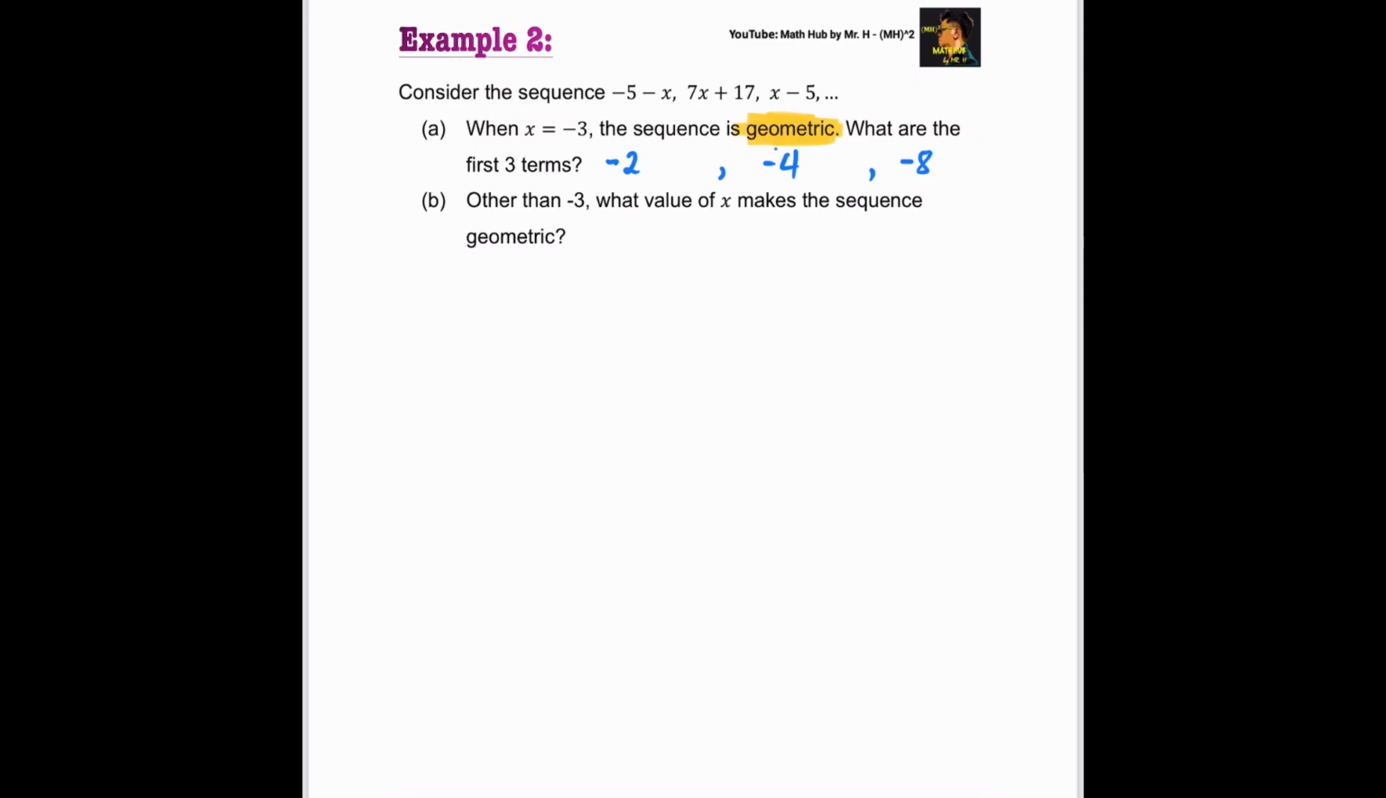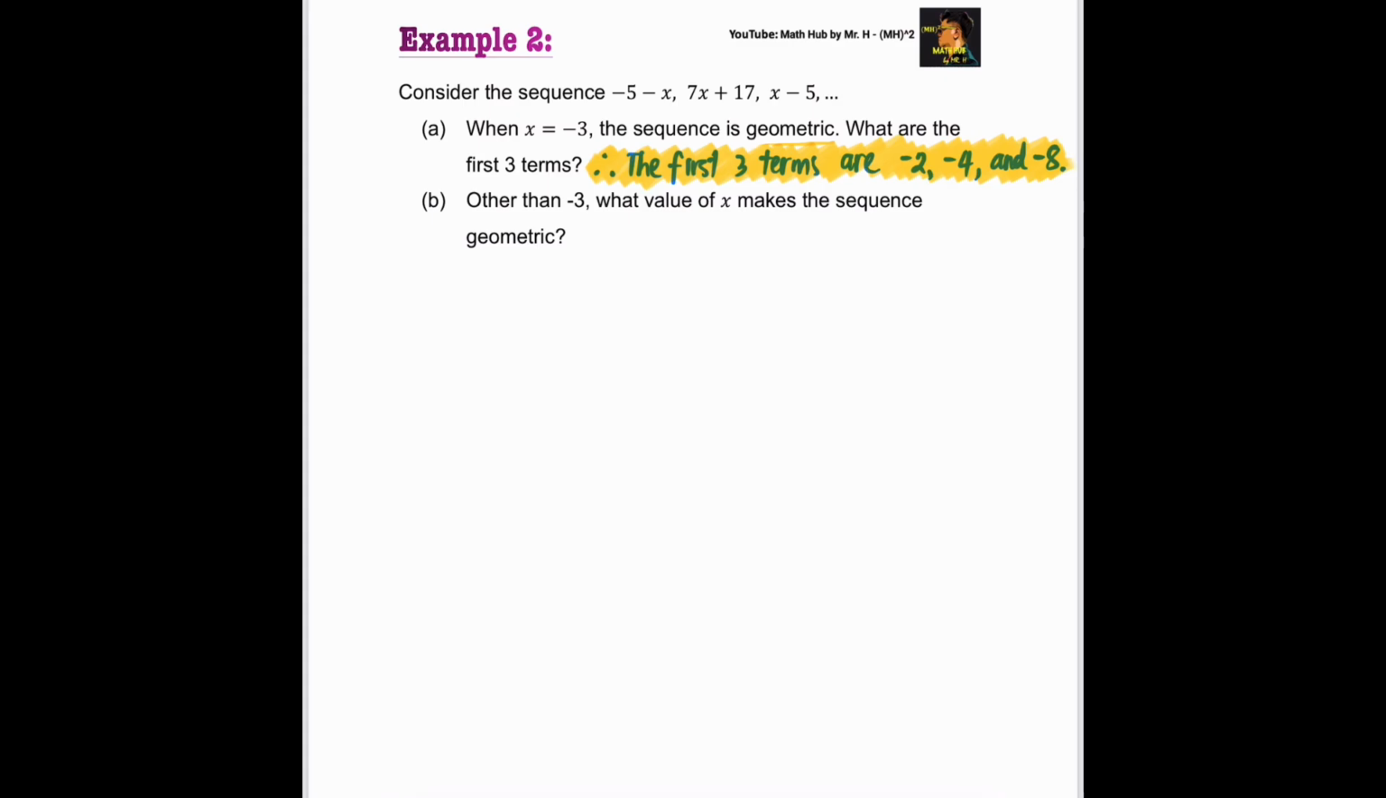In question 2a, it's mentioned that it's geometric when x is equal to -3. So let's try to check for the common ratio if it's really consistent. To find the common ratio, we take -4 divided by -2, that is equal to 2. So for the next pair, let's see, -8 divided by -4 is +2. So the value of r here is +2. So consistent. All right, so that's really geometric. Rewrite the answer for letter A. Well, let's head on to question 2b.